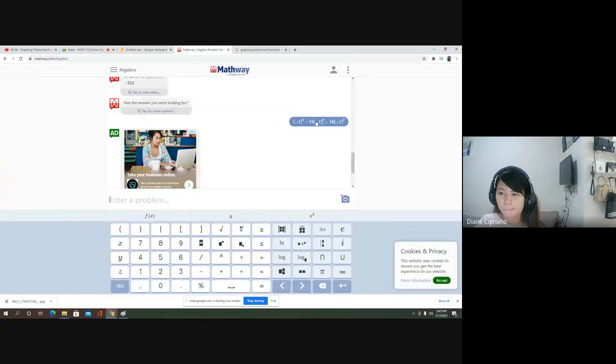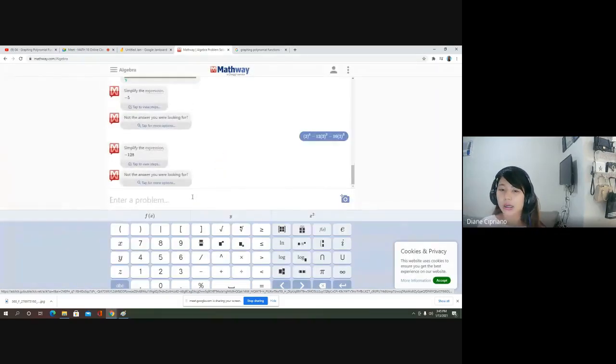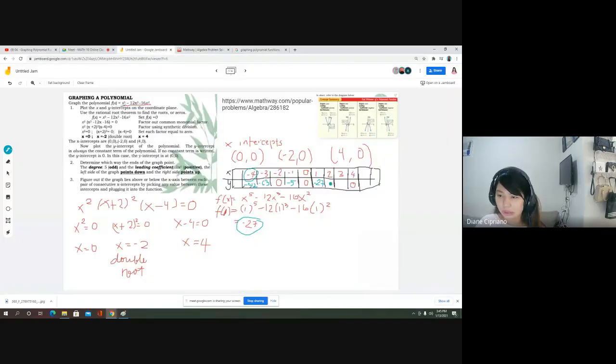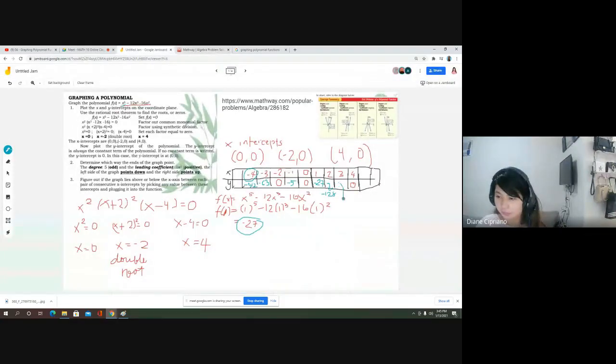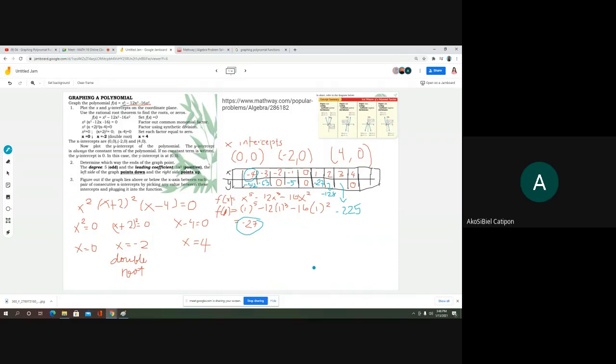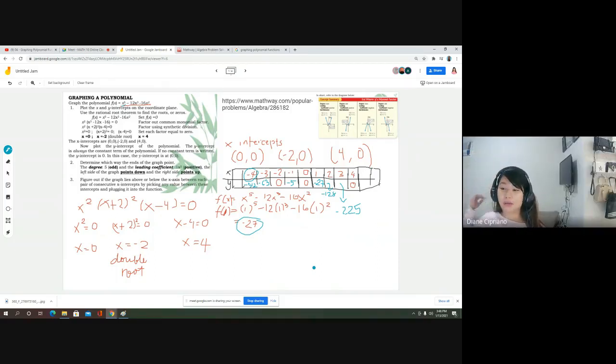For positive 2, you can still compute it manually if you want. But this site is very helpful in your algebra classes. So we have here negative 128. For number 3, positive 3, you got negative 225. Negative 225. Okay. Got it? Yes or no? Pinadali ko lang para di tayo mag-Google ng mas mahabang oras doon kasi very easy lang naman.